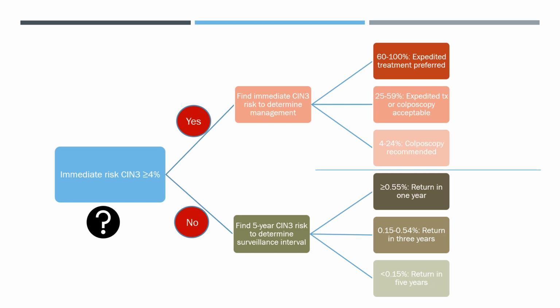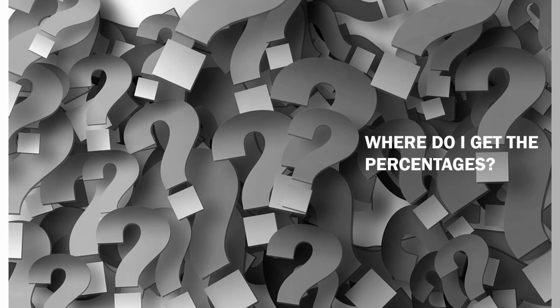So this is really what the app is ultimately helping us determine: what are those percentages for immediate CIN3 risk, or for that 5-year CIN3 risk, for determining management and surveillance intervals and options. So where do I get the percentages? Because of course it's those percentages that are ultimately going to determine your management, treatment, and surveillance.